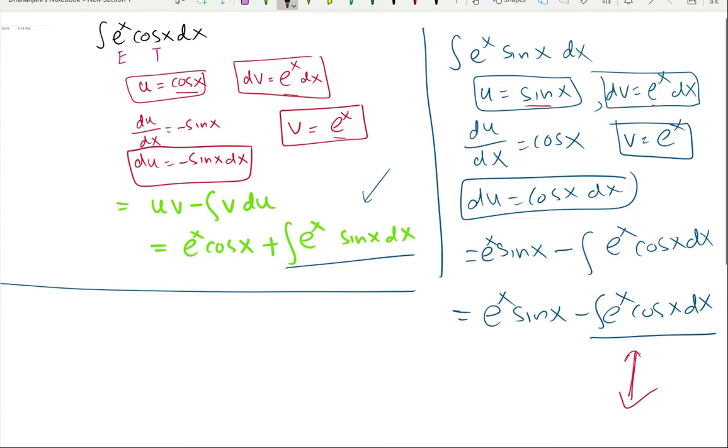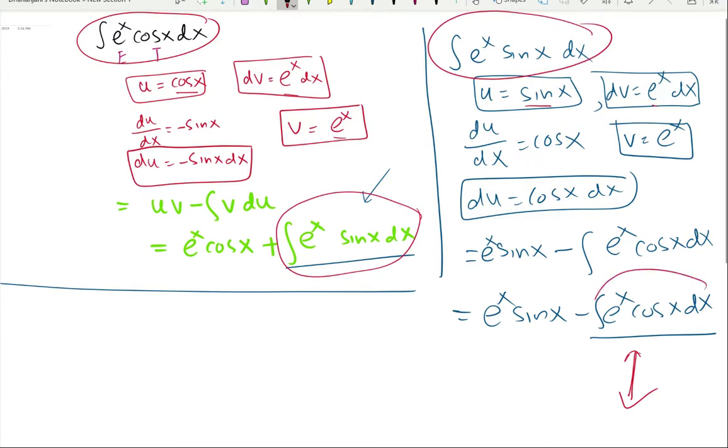Okay, if you can see what's going on here. We started with e to the x cosine x. Now we got e to the x sine x. Now when you integrate e to the x sine x, you get e to the x cosine x. Now hang on a second, this is the one we just integrated. Then you should again get e to the x sine x, then you will again get e to the x cosine x. So it's going to go forever.